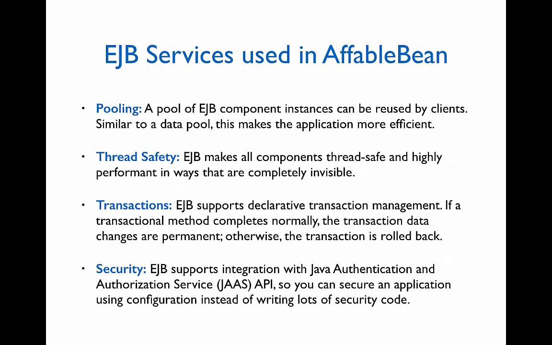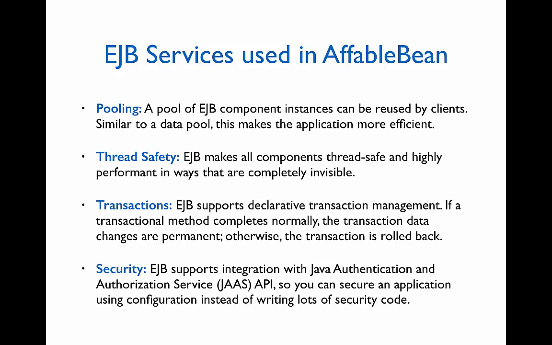These are some of the special services we'll be using in the AffableBean application. We've already talked about pooling when we talked about setting up a connection pool for the database. A pool of EJB instances is maintained so that they can be reused by other clients. This saves on the overhead of object creation, which can be even more expensive when special services are involved. Thread safety is another useful feature. All EJB components are thread safe, and performance optimizations associated with thread safety are built into the EJB container.